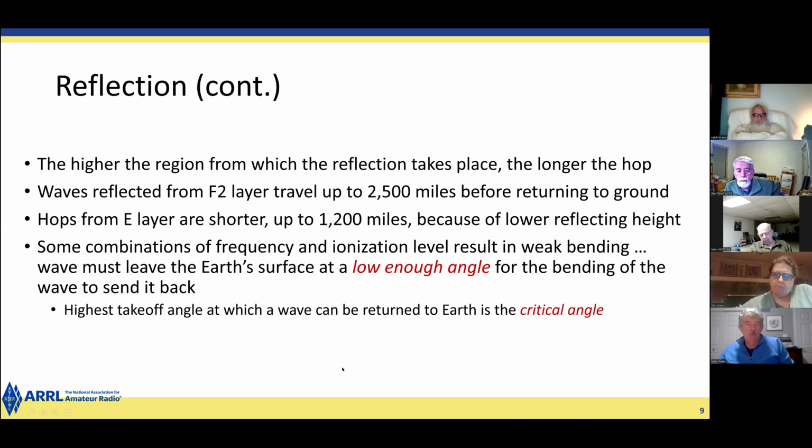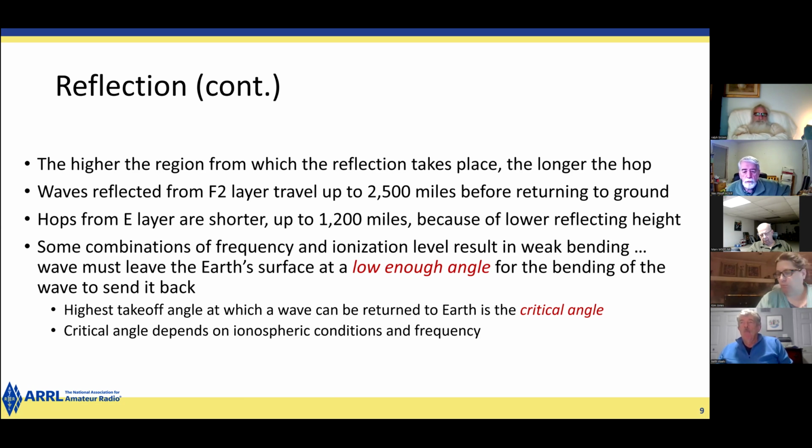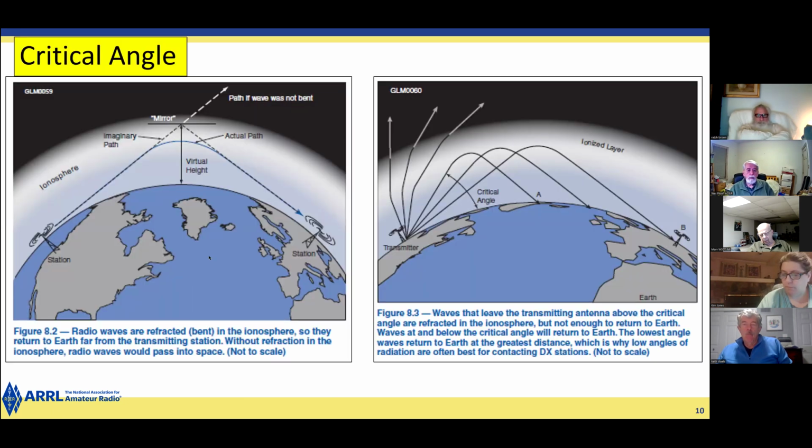So the highest angle at which you can transmit where radio waves are still refracted is called the critical angle. Above the critical angle, signals pass right through the ionosphere, and below it, they're refracted back to Earth. Critical angle depends on ionospheric conditions and frequency. Now, here are a couple of illustrations.